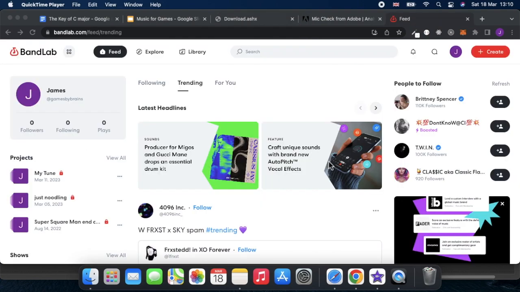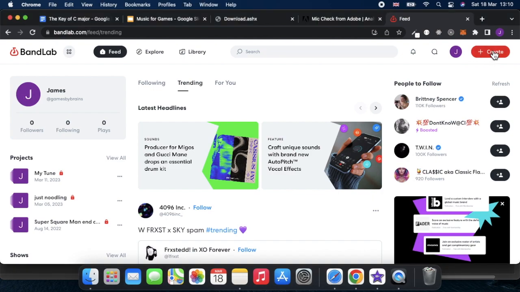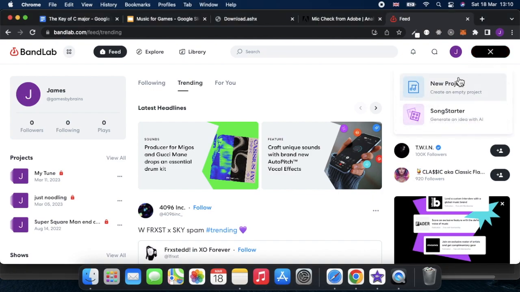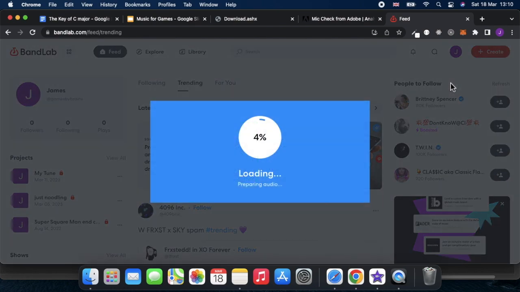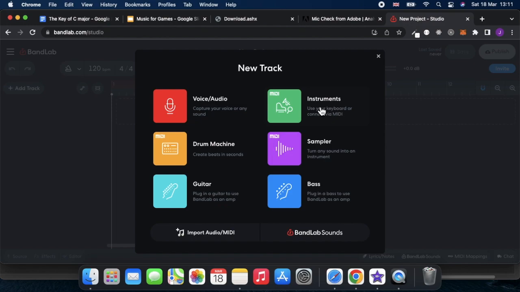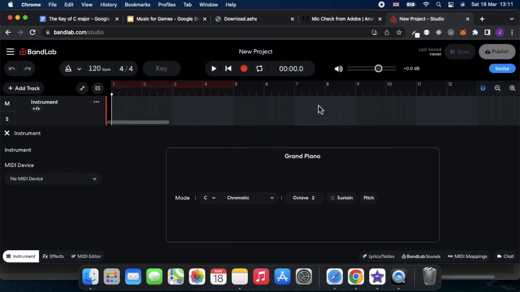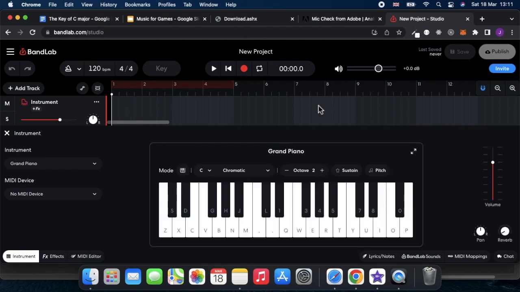I'm only going to use BandLab to illustrate the points of scales and keys, but you might find that it's good practice in using BandLab to follow along with me. So I'm just going to create a new project. Click Create, New Project. Wait for it to load. It's just going to be a project using BandLab's instruments, and all I'm going to use is the piano. And here I am with my grand piano.